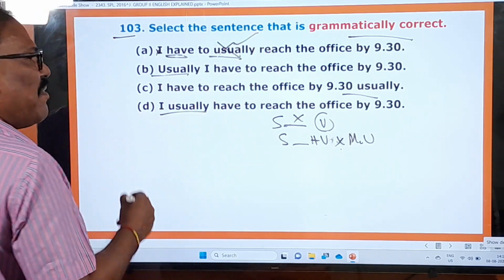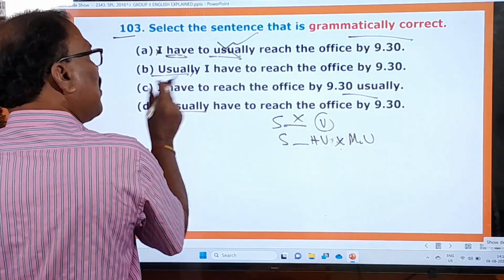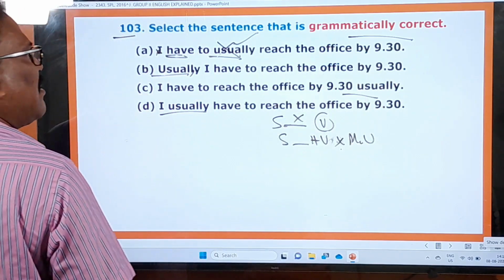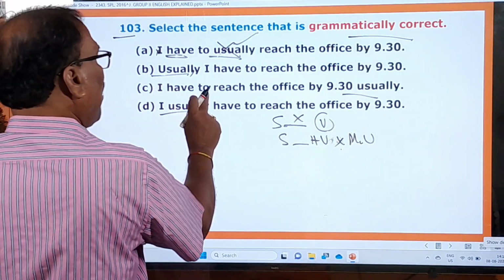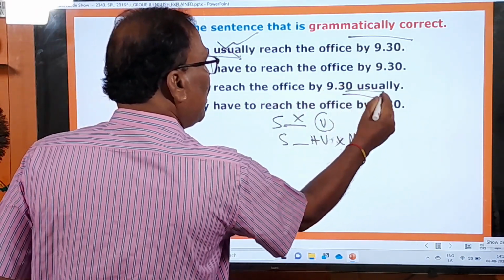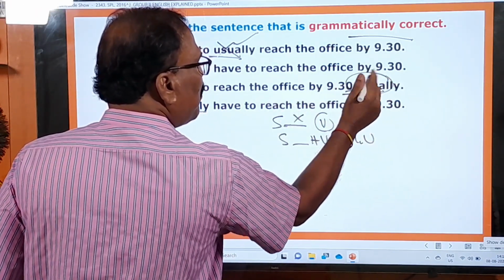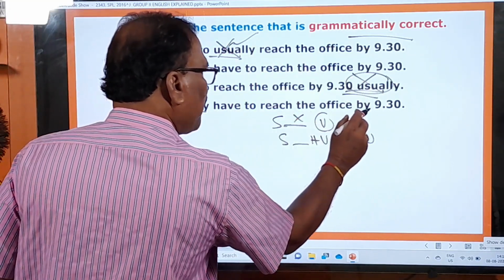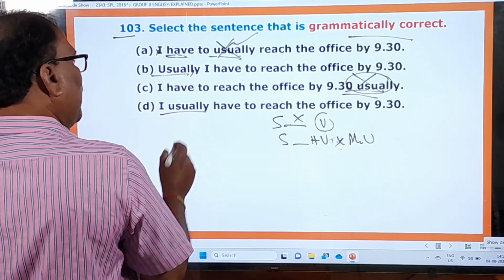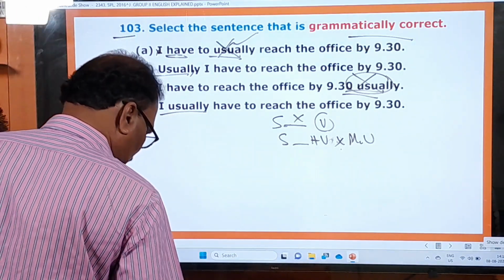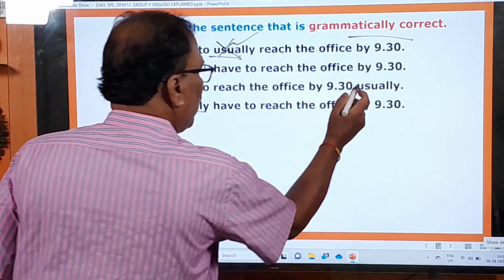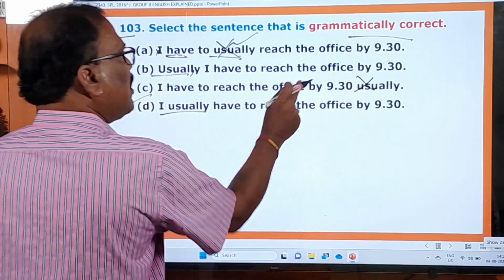Sometimes, for emphasis sake, you can use this usually at the beginning. Usually I have to reach the office by 9:30. You can also say that, grammatically it is also correct, but I have to reach the office by 9:30 usually, at the end of the statement, you should not use it. Here is wrong. So here, I usually have to reach the office by 9:30. This looks to be correct according to the grammatical rule. Of course, this is also correct: Usually I have to reach the office by.